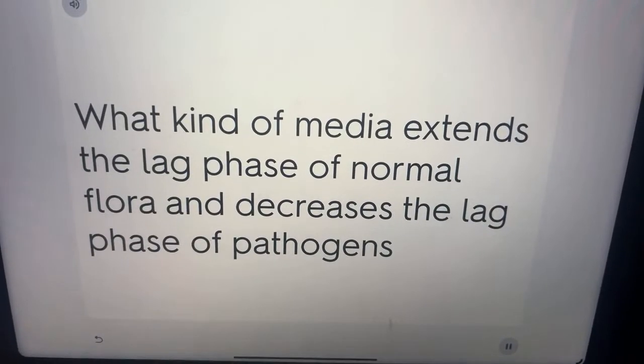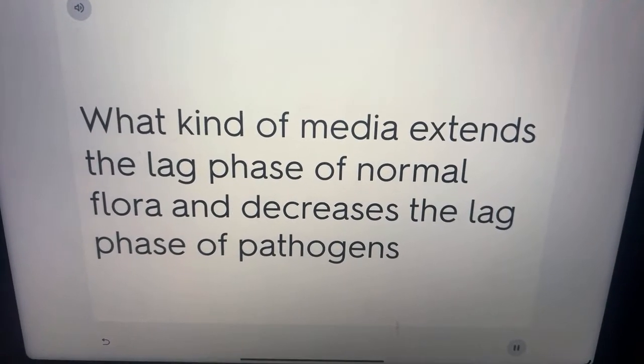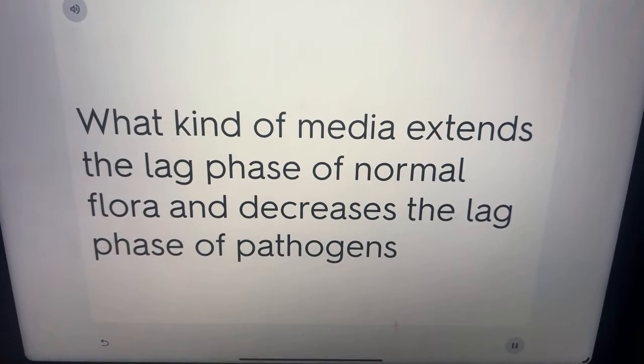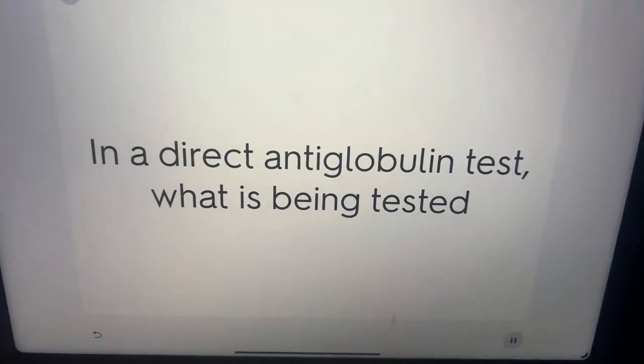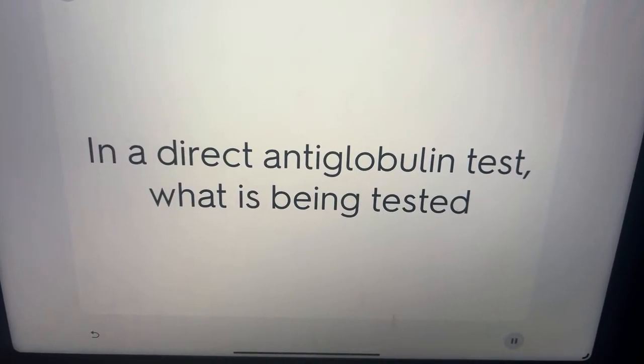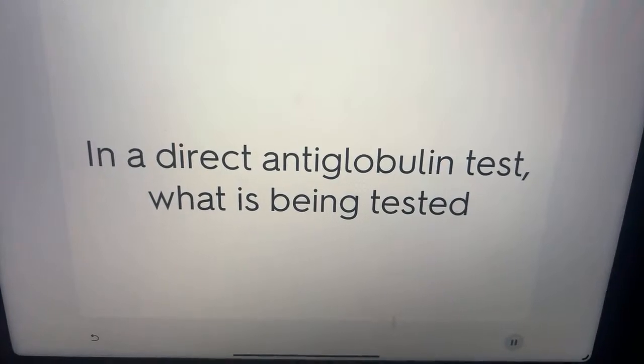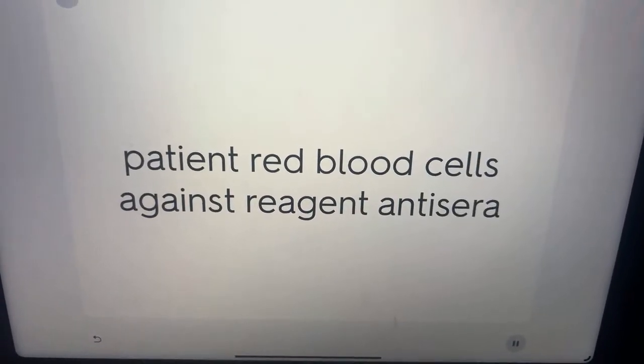What kind of media extends the life phase of normal flora and decreases the life phase of pathogens? Enrichment. In a direct antiglobulin test, what is being tested? Patient red blood cells against reagent antisera.